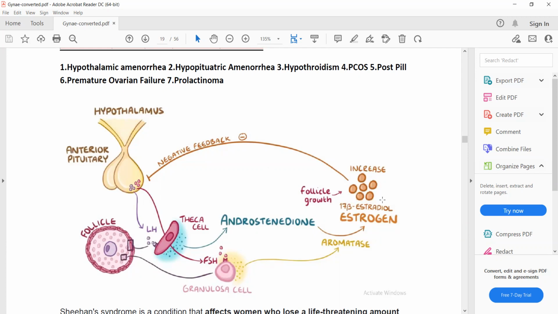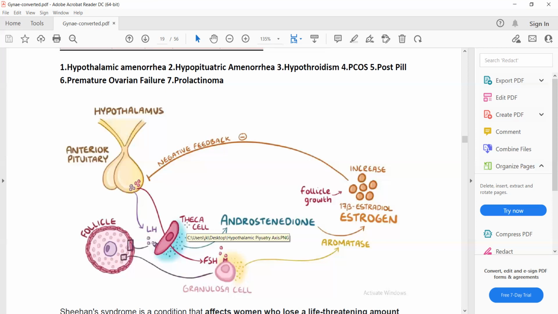Due to low estrogen level, this negative feedback mechanism will not be present. So low estrogen will stimulate FSH and LH release from the pituitary gland. So in ovarian problems, estrogen will be low and FSH and LH will be high.